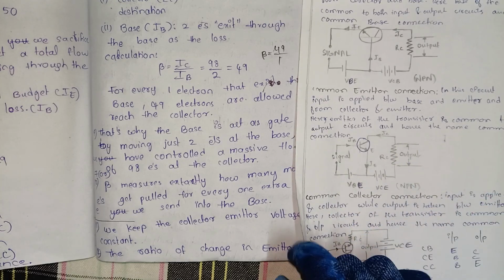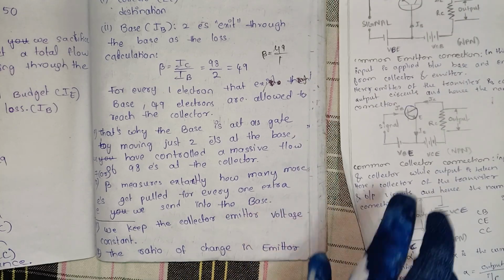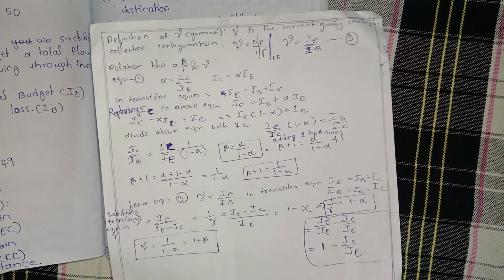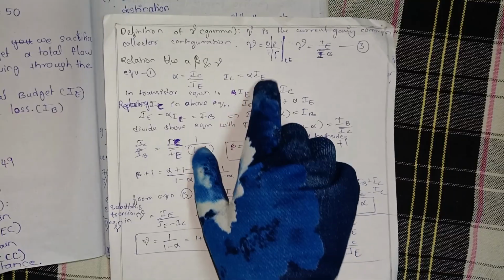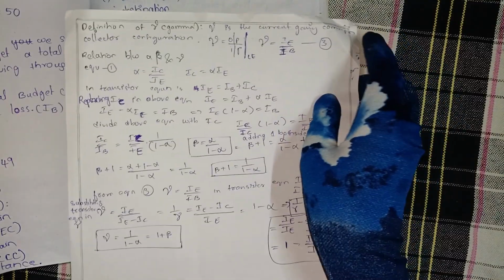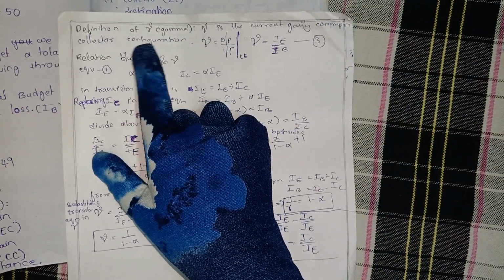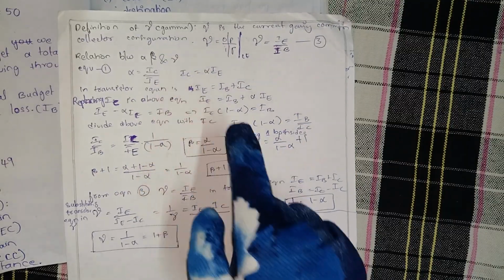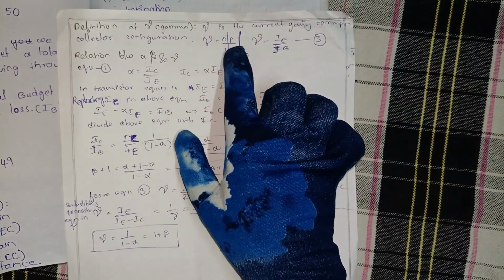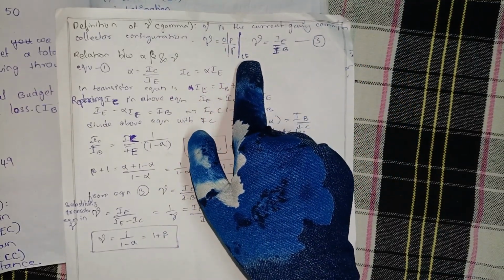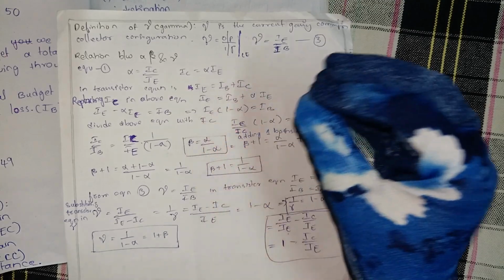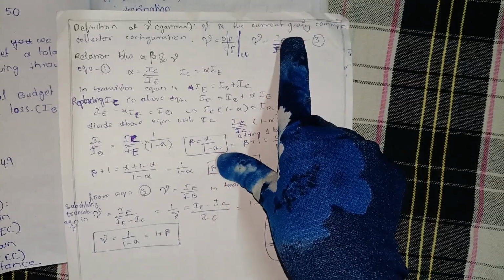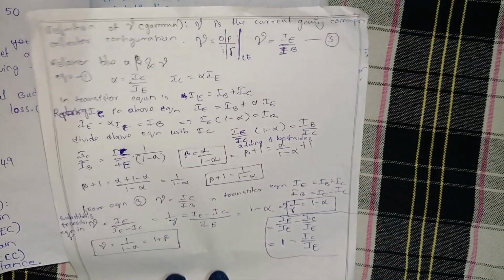Then we will see the definition of gamma. Gamma is the current gain in common collector configuration. So for the common collector configuration, we have to see the diagram. Gamma is equal to output by input, where Vce is constant. Here also collector emitter voltage is constant. Gamma is equal to emitter current by base current. It is considered as equation number 3.